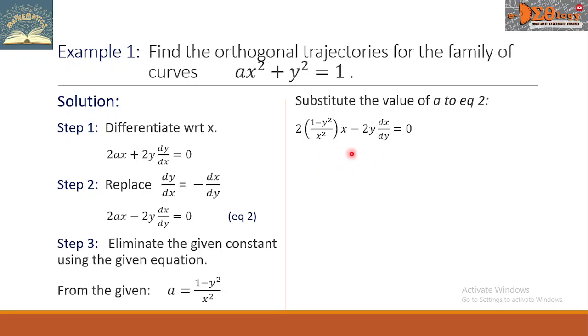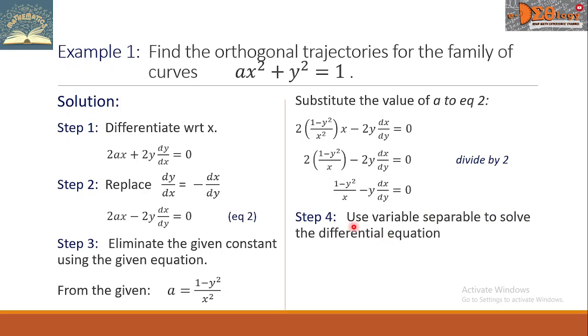Looking at our equation here, the x and the x squared in the denominator can be cancelled. So the new equation becomes like this. We simplify further the equation by dividing by 2. So we have now this 1 minus y squared all over x minus y times dx over dy equals 0. Step 4. Let us use variable separable to solve the differential equation. First, this negative y dx over dy we can put on the right side. So it becomes like this. From negative, it becomes positive.